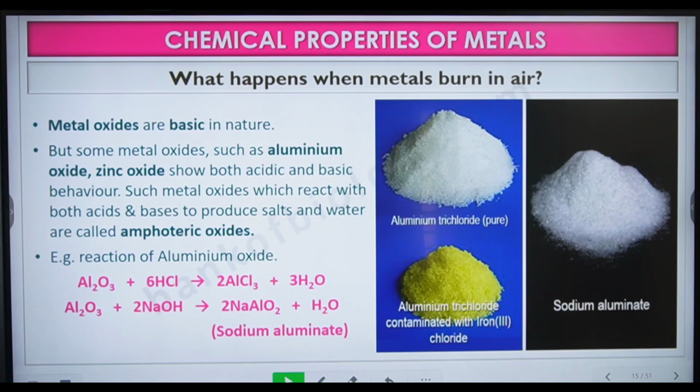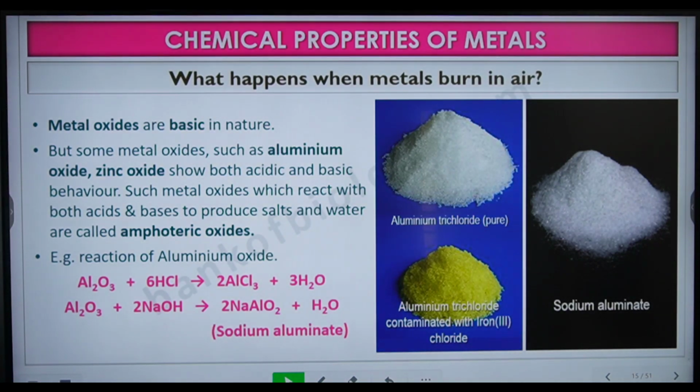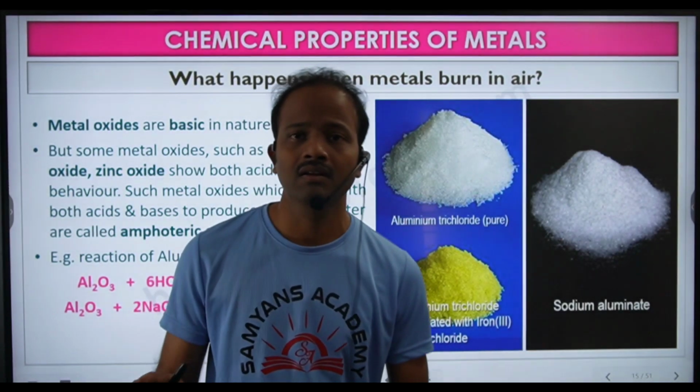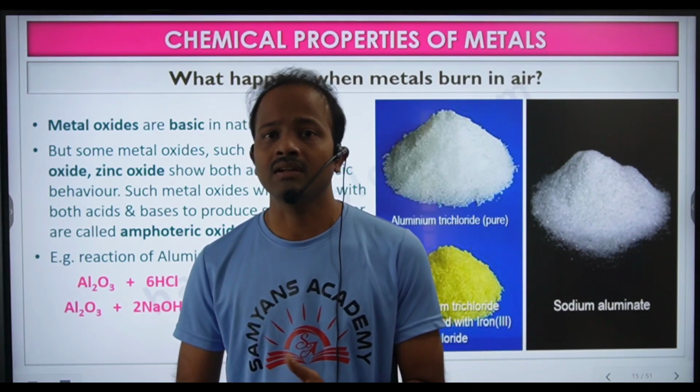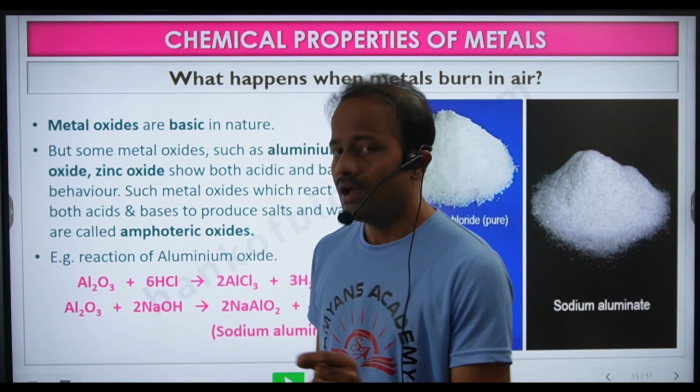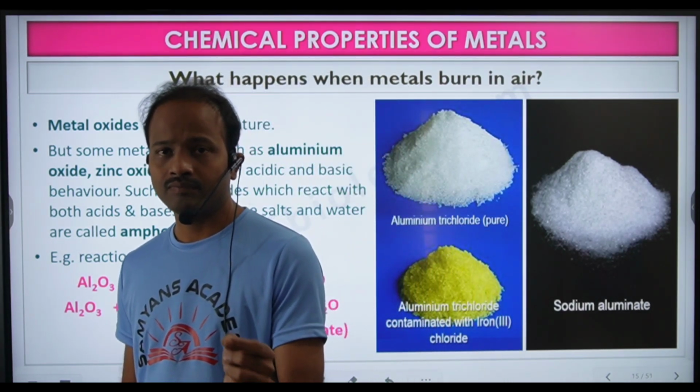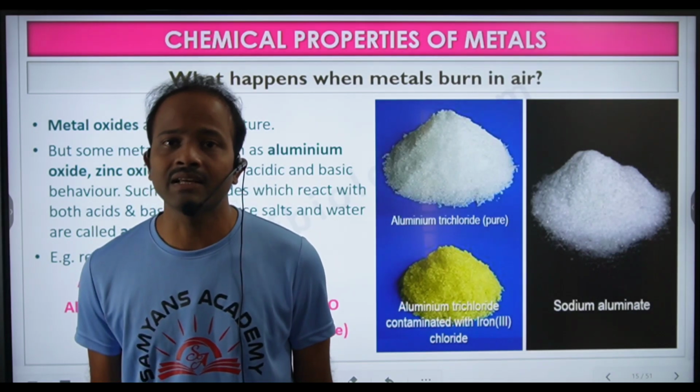Now what happens when metal burns in air? In this case, metal oxides are basic in nature. Then how do you know that metal oxides are basic in nature? When you dissolve them in water, they form the corresponding hydroxide. But some metal oxides, such as aluminum oxide and zinc oxide, show both acidic and basic properties. All metal oxides show basic behavior, but the exceptions are aluminum oxide and zinc oxide, which show both the basic property as well as the acidic property.